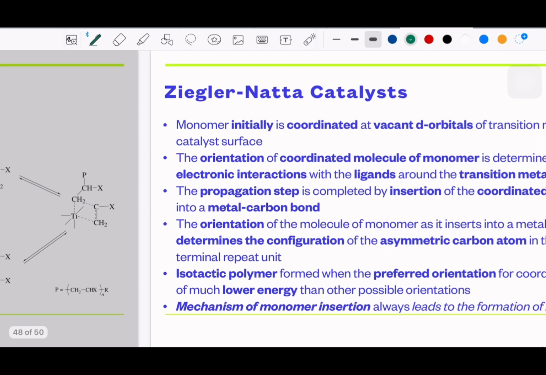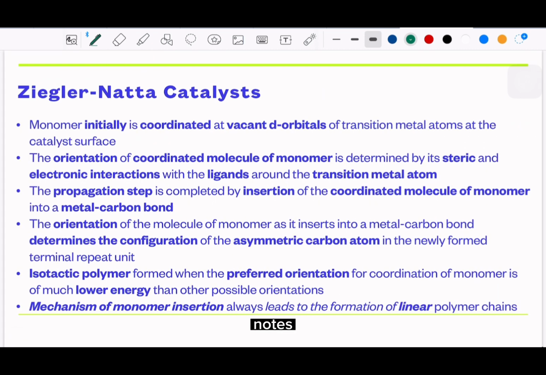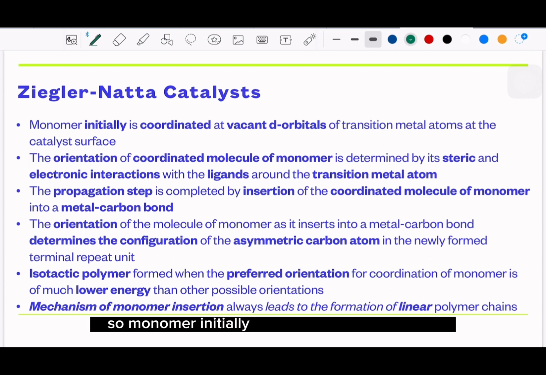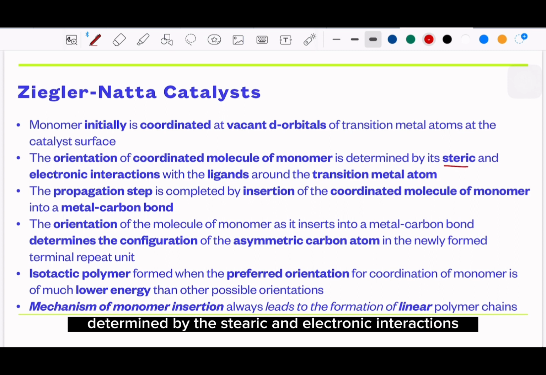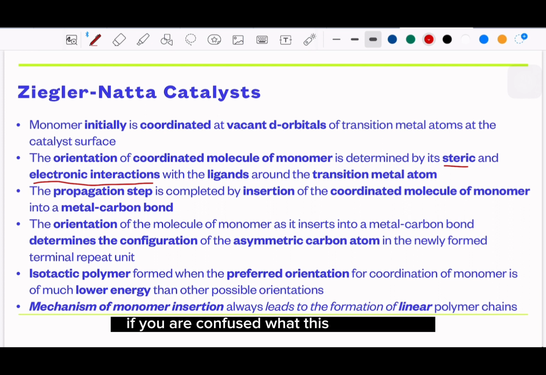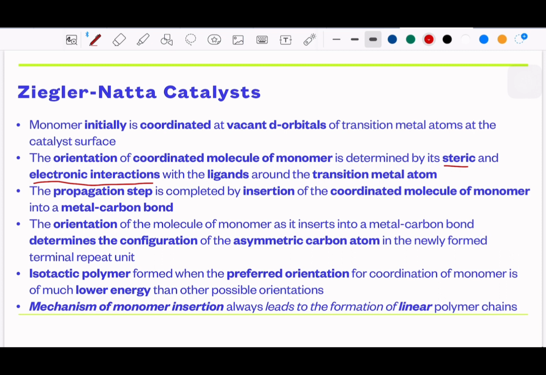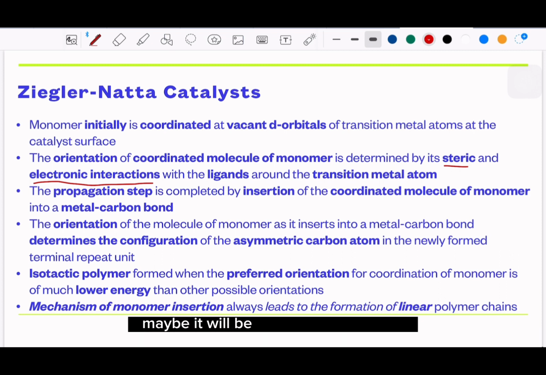Okay, so this is some notes. I think this is just elaboration of the previous process. So the monomer is initially coordinated at the vacant d orbitals. Okay, and then the orientation of the coordinated monomer is determined by steric and electronic interactions. Steric, if you are confused what this word means: for example, if you have benzene, it's big, right? So the shape is big, and it will make it hard to move. So steric is related to shape. The bulkier the polymer or the functional groups, the more difficult it will be to move. So the orientation is based on the shape and then the electronic interactions, the electronic identity.